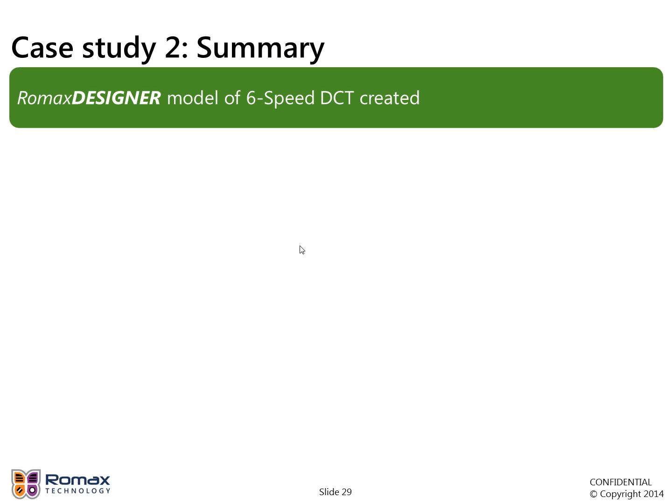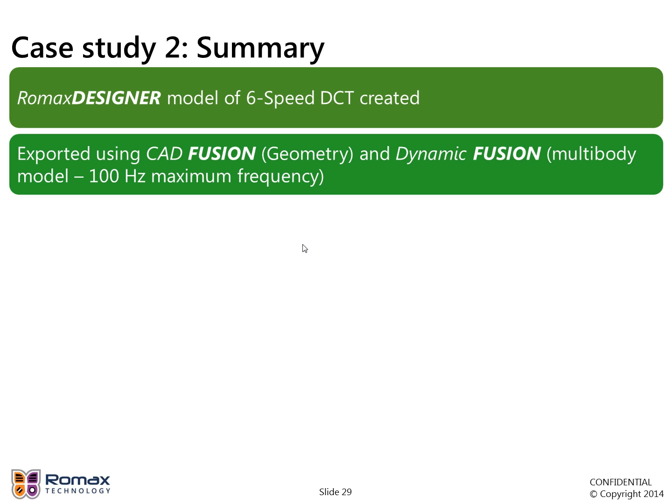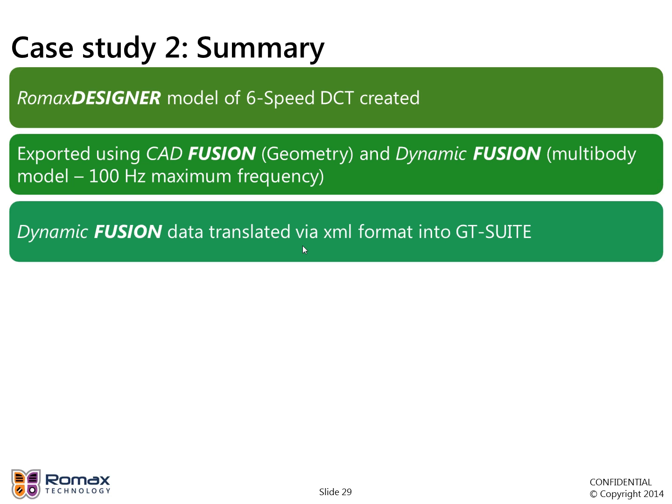So let's look at a final summary then. We've got a 6-speed DCT model created. We've exported that model from Romax Designer using CAD Fusion for the geometry and DynamicFUSION for the multi-body model. In this case, we're looking at a 100 Hz frequency model.